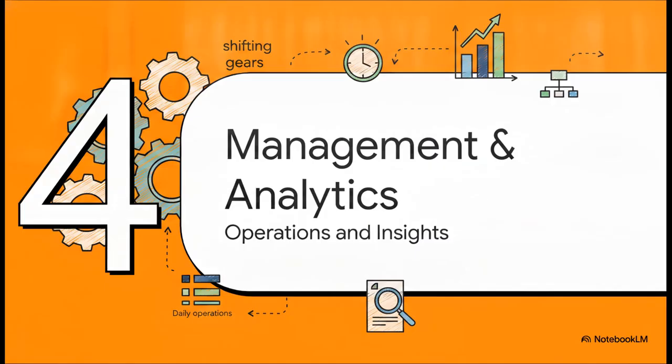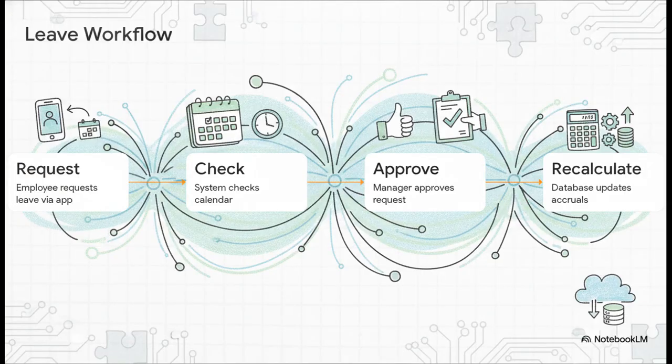Next up, Section 4, Management and Analytics. This is all about operations and insights. Layer 5 handles leave and attendance. Just picture this seamless workflow. An employee requests leave, the system instantly checks calendar availability, the manager approves it, and boom, the database automatically recalculates the leave accruals. This brilliantly illustrates exactly why you should build leave management directly into the core system.